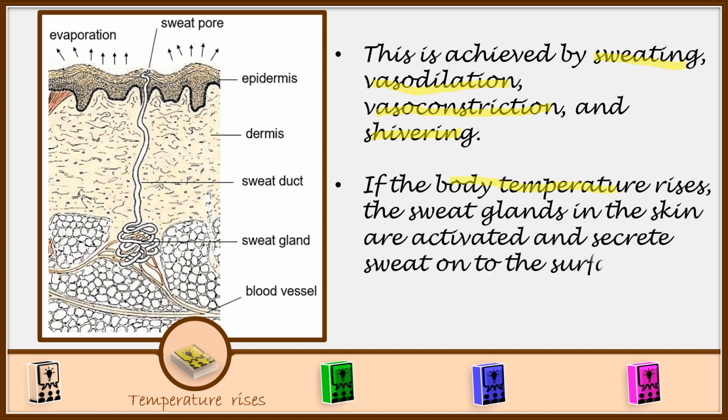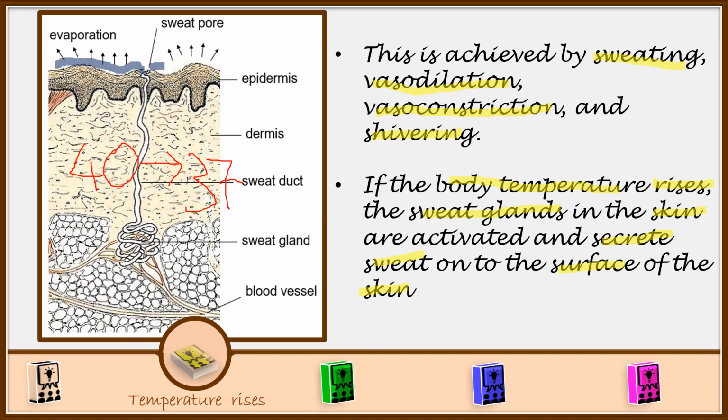If the body temperature rises, the sweat glands in the skin are activated and secrete sweat onto the surface of the skin. So that is, if the body temperature rises, let us say it goes up to 40 degrees Celsius, and remember we want to maintain it at 37 degrees Celsius. So what is going to happen is that the sweat glands are going to be activated, and when they are activated, they will secrete the sweat, and the sweat is going to come on the surface of the body.